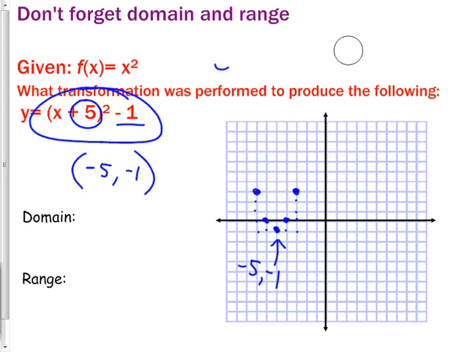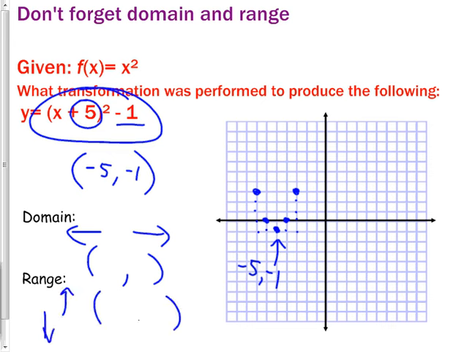Next thing is the domain. The domain is how far to the left, and then how far to the right, and it's got a parentheses with a comma. And then the range is how far down to how far up. And again, we have a comma and two numbers.